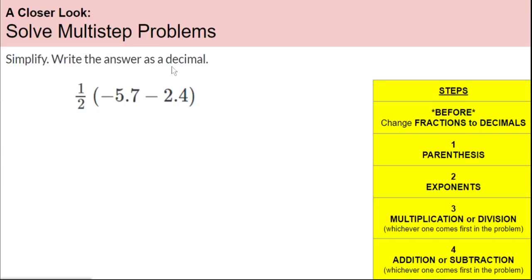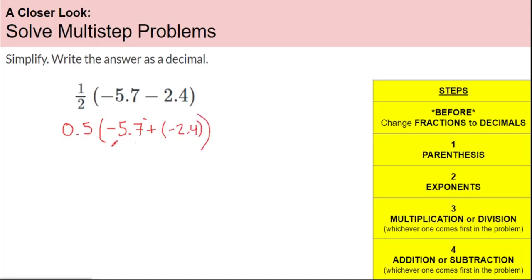One thing we can do is change 1/2. This is one I think we should have stuck in our brains. 1/2 is 0.5. So 0.5 times the difference of these two numbers. What we can also do is change the subtraction to an addition problem and then use our addition rule. So we've got negative 5.7 plus negative 2.4.